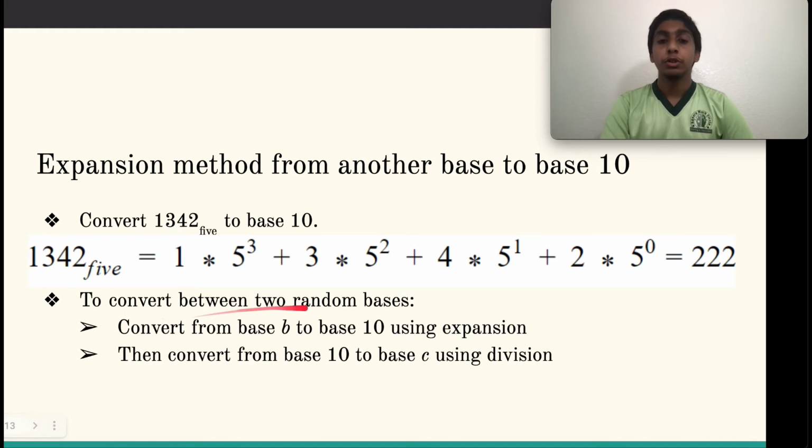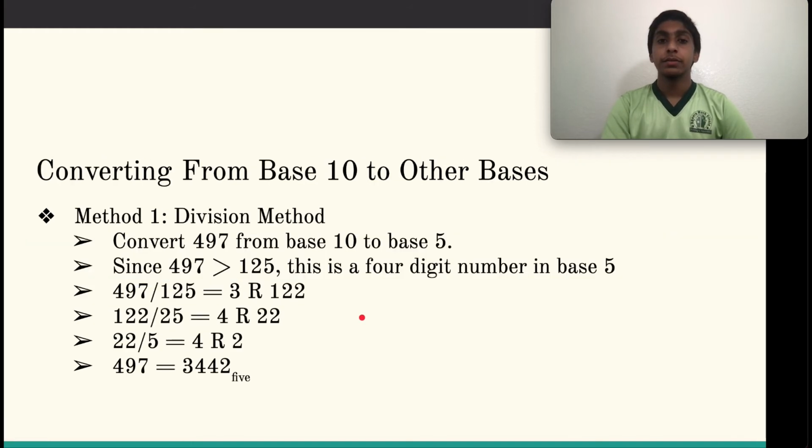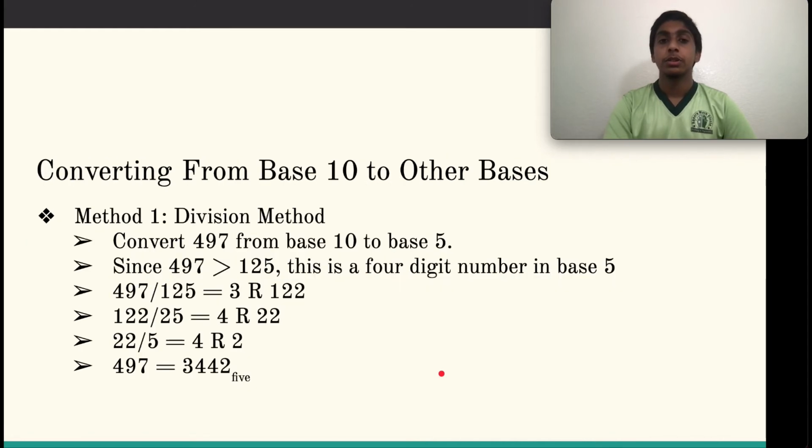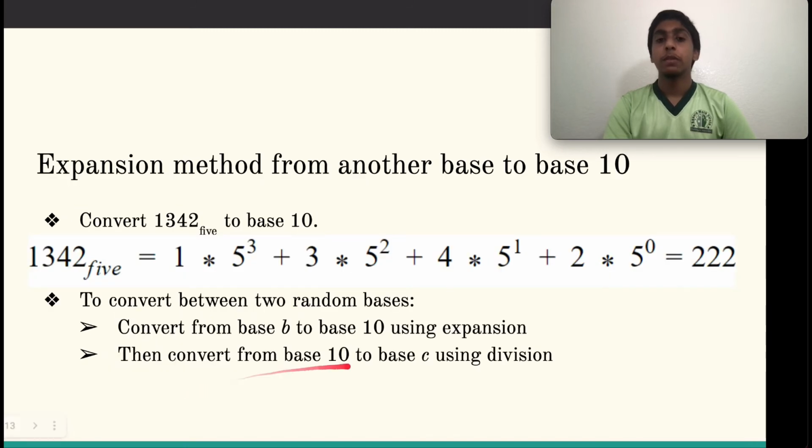Now, to convert between two random bases. So this is for converting from base 10 to other bases, and this is from another base to base 10. But what if I want to convert between two random bases? Well, first I convert from base B to base 10 using expansion, and then I convert from base 10 to base C using division. So I go back and do this method to get my final answer. So we'll go over a sample problem using that.